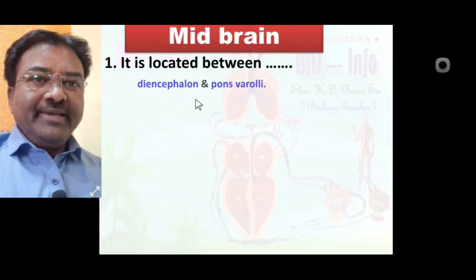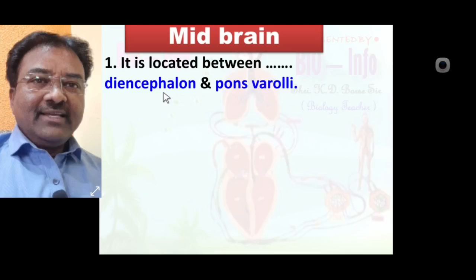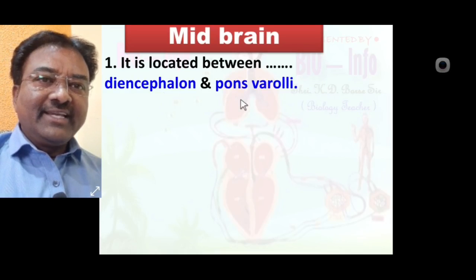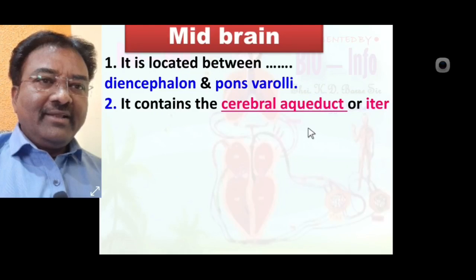It is located between the diencephalon and the pons varoli. Diencephalon is a part of the forebrain, while pons varoli is a part of the hindbrain. So the midbrain is present in between the forebrain and hindbrain, that is, in between the diencephalon and pons varoli. Second point, the midbrain contains the cerebral aqueduct or aqueduct of Sylvius. Always remember, it contains the cerebral aqueduct.